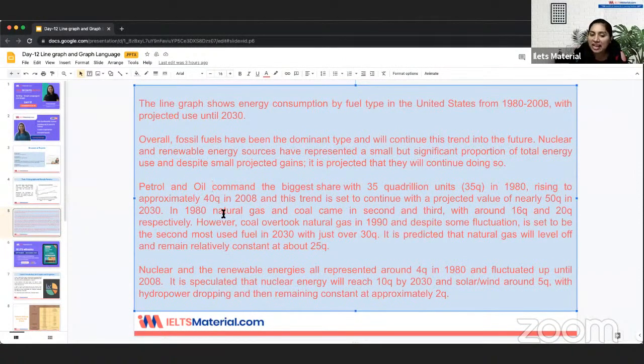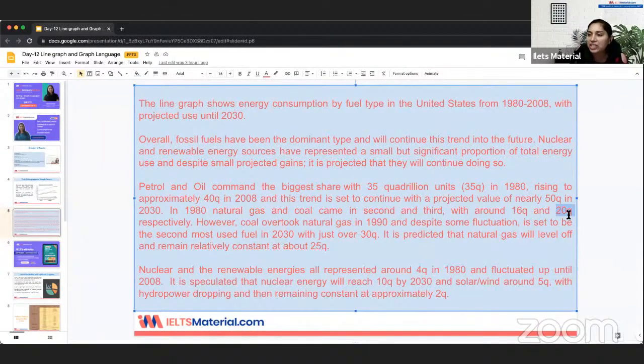The next one is: in 1980, natural gas and coal came in second and third with around 16 quadrillion units and 20 quadrillion units respectively. When you use "respectively", you have taken two categories here, considering these two positions and taking the units. So you need to write respectively, which clearly states natural gas in the second position with 16 quadrillion units, and coal in the third position with 20 quadrillion units respectively.